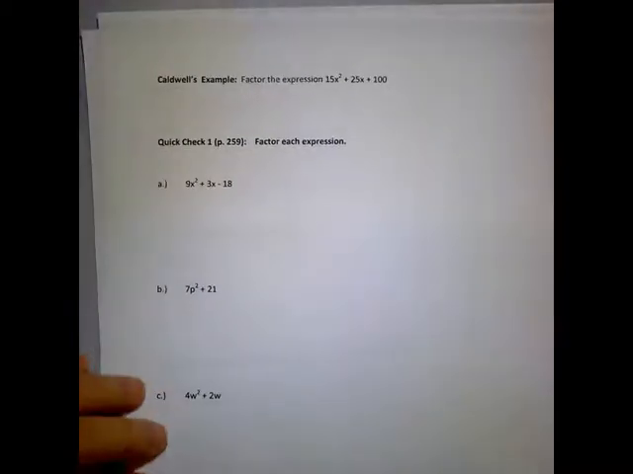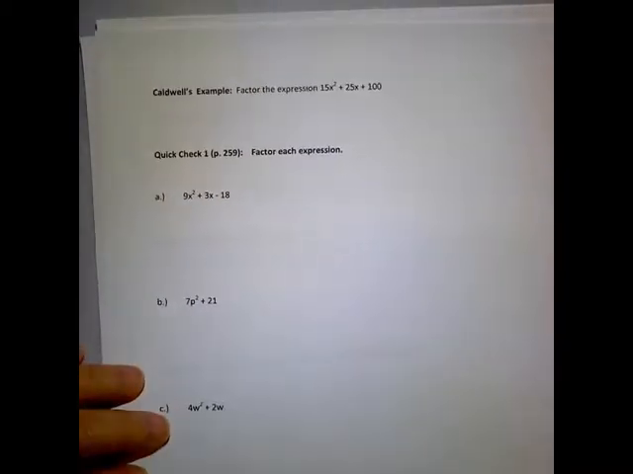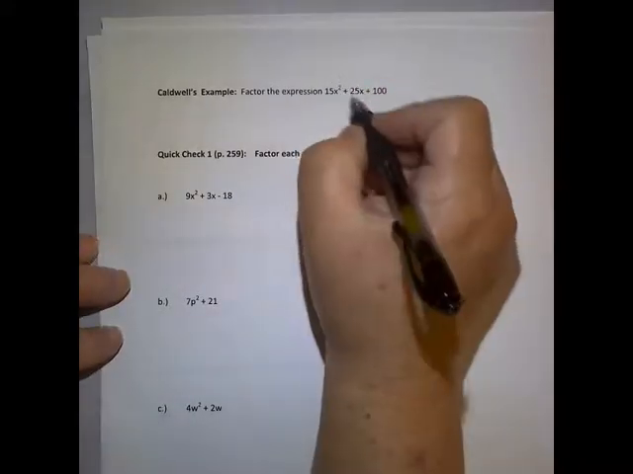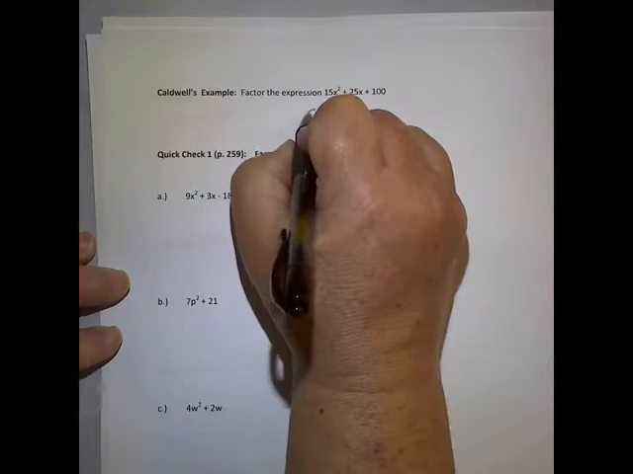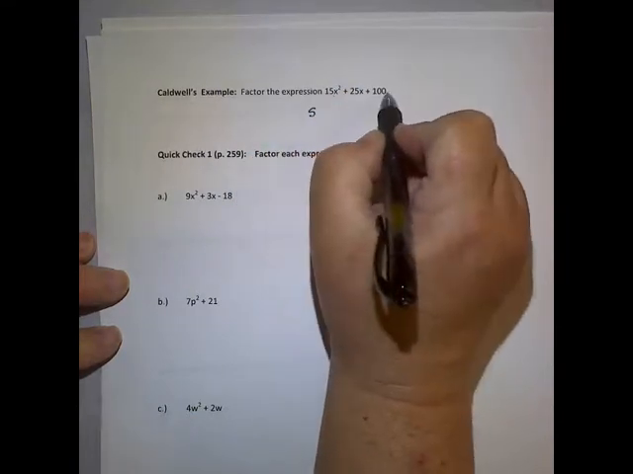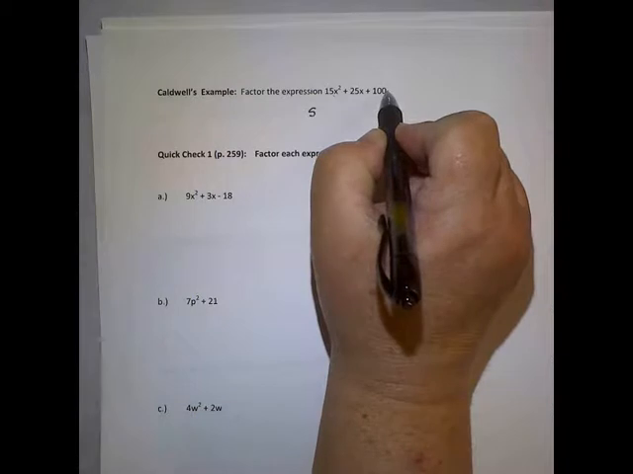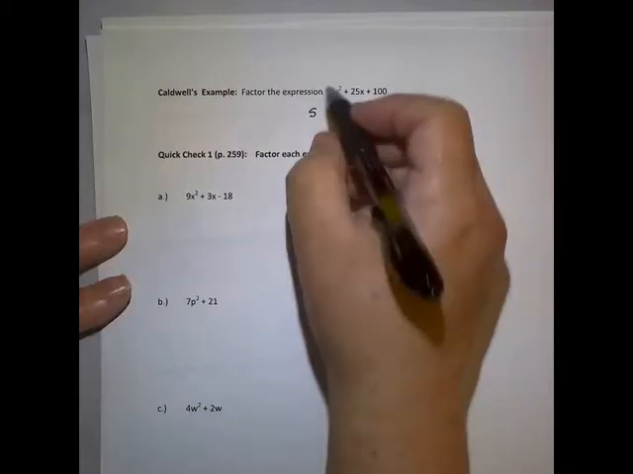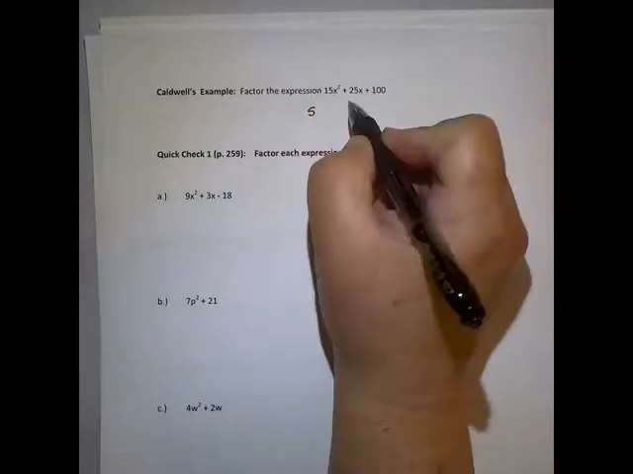Okay, factor the expression. Think of what goes into 15x squared plus 25x plus 100. Can you think of that number? And hopefully I'm hearing shouts and expressions of 5. 5 goes into everything. Notice that, yes, these two share an x, but this one does not have one. Every single term in the expression has to share that particular number or variable.